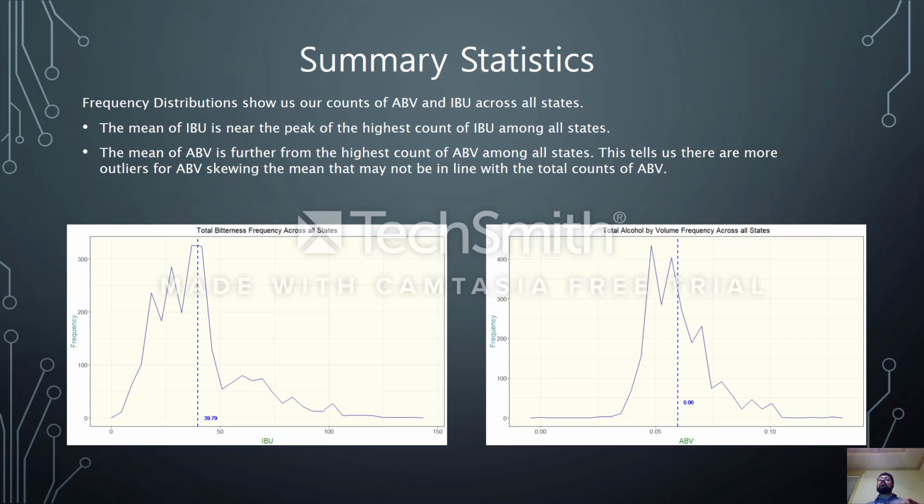This tells us that even though the frequency is less than the mean of ABV, there are higher ABVs that are causing the mean to be greater for the data set, which means there are outliers present, strong outliers present for ABV.